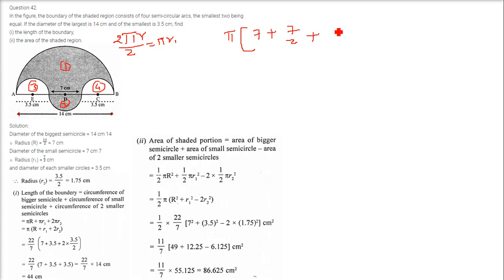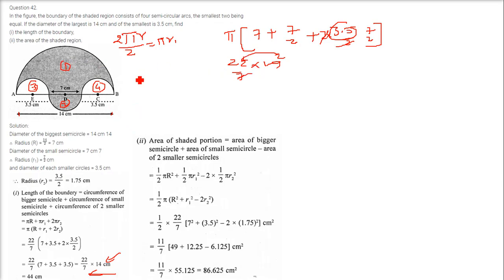3.5 by 2. So 3.5 by 2 plus 3.5 by 2, that is, there are 3 and 4, so I'll just multiply this with 2. Okay, so this 3.5 can be written as 7 by 2. This is again 7 by 2 only. So 7 by 2 plus 7 by 2 is 7 only. 7 plus 7 is 14. So what do you get? 14 pi. So 22 by 7 into 14, you get 44. So 44 is the perimeter, you can say, of the boundary.